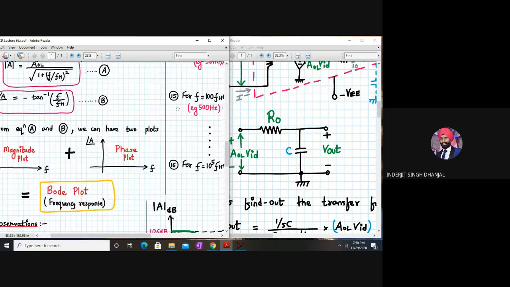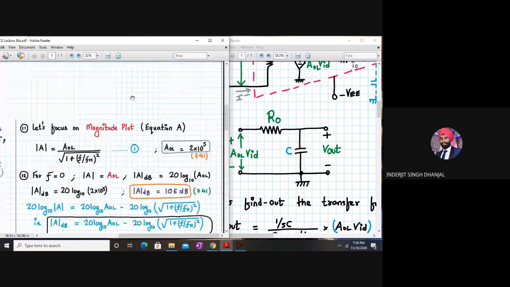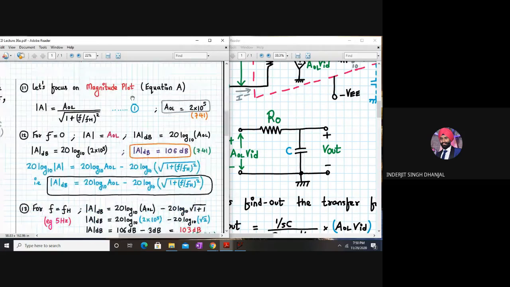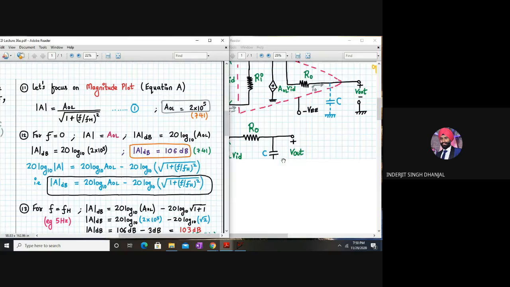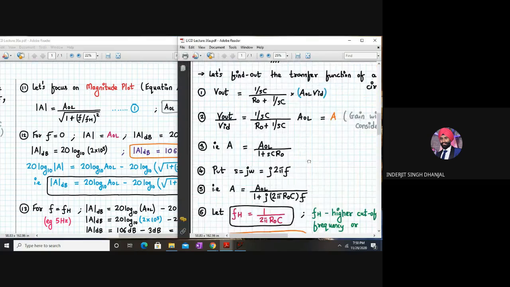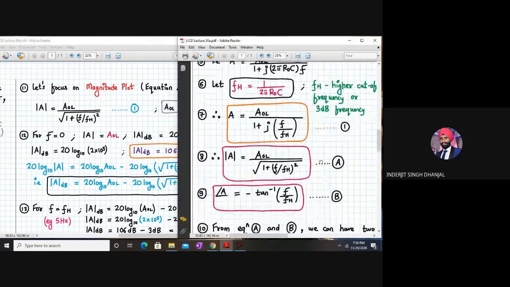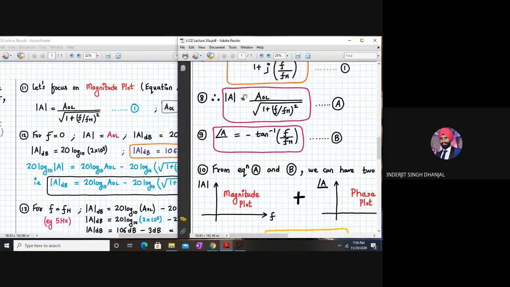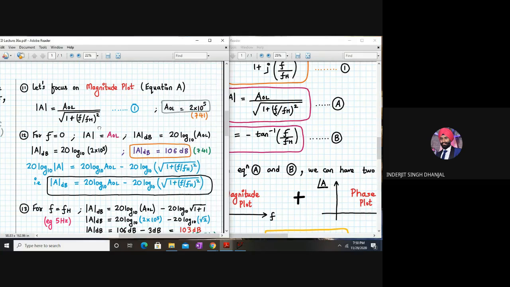Okay. Now let's focus on the magnitude plot only. So here is my magnitude plot expression given by formula number A. So this is my A: mod of A is given by AOL divided by square root of 1 plus (f upon fh) the whole square, which we recall as equation number 1 again.